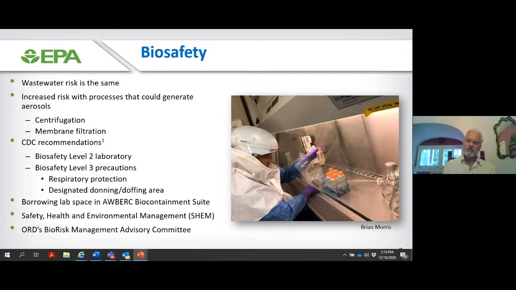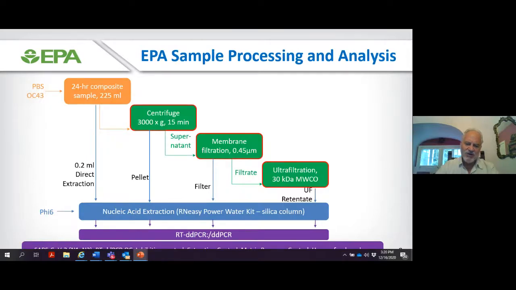And it's important to do this as you're doing those initial stages of centrifugation, membrane filtration, because you can create aerosols. So you really want to minimize inhalation risk there. So that's kind of what we do, and we're using a biocontainment suite in our laboratory here in EPA to do that.